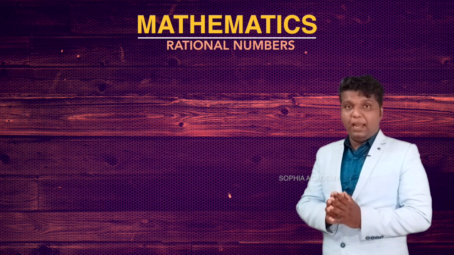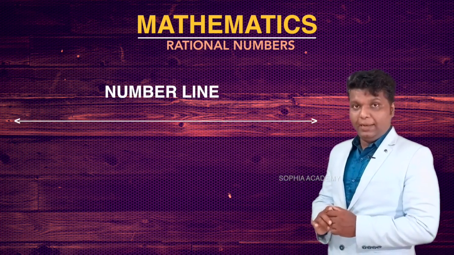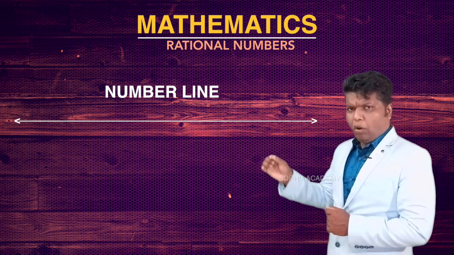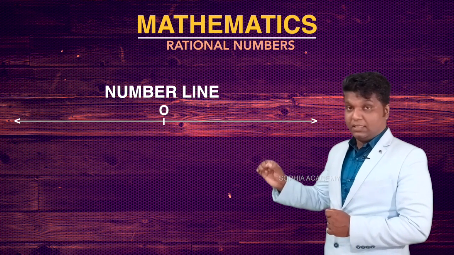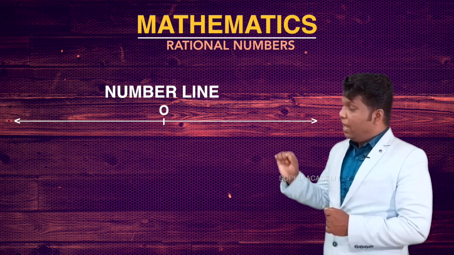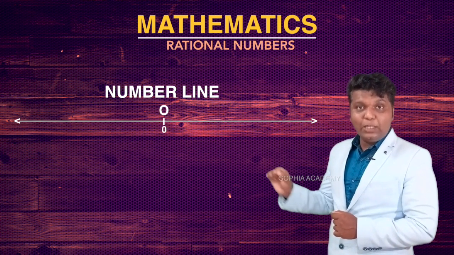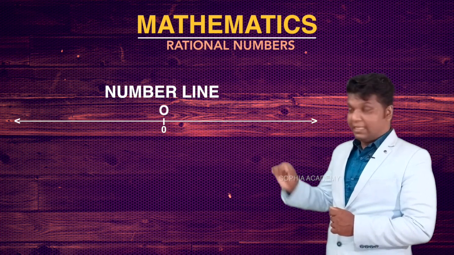So how to draw a number line? First of all, you will have to draw a line, and on the center, almost on the center part, you just mark it O. It's the origin, and this O is actually the 0 itself. That is the 0, that is the center point.